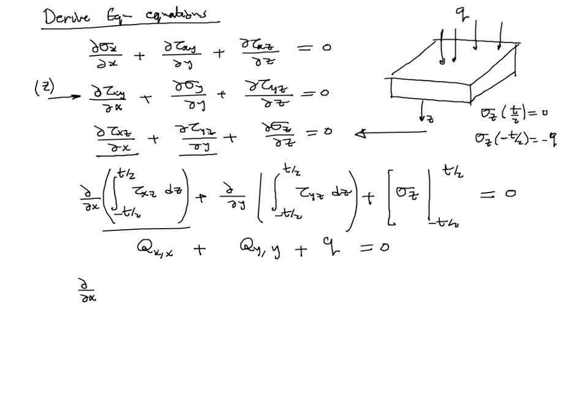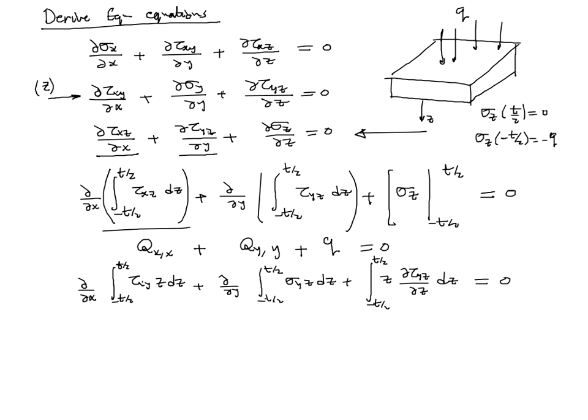We're going to get partial x integration of tau xy z dz plus partial y integration of sigma y z dz plus, and now this is not straightforward, this is integration from minus t over 2 to t over 2 of z partial tau yz partial z dz equals 0.